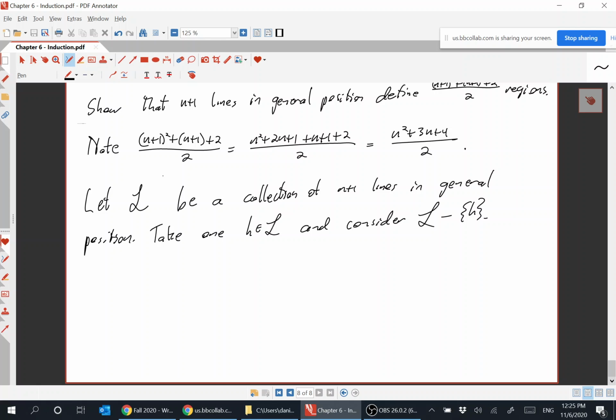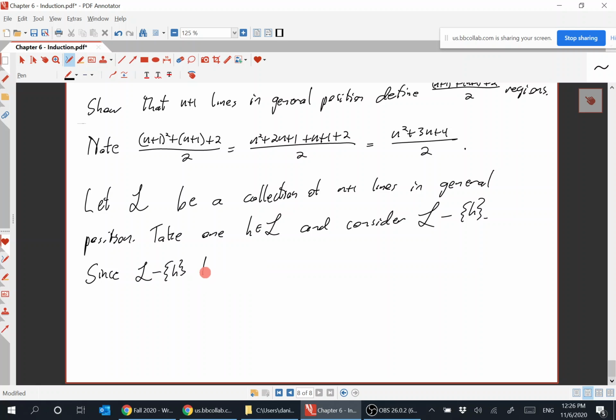Well, L will be a collection of n plus 1 lines in general position. Take one line, H, and remove it. So L has n plus 1 lines. How many lines does L minus H have? N lines. Since it has n lines, and what about those lines?